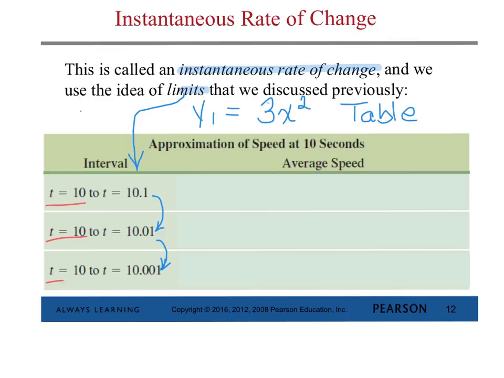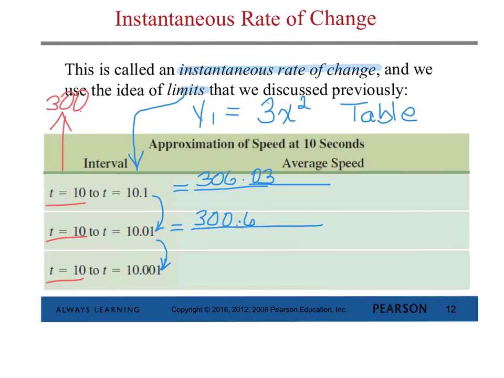So looking at t equals 10 for all of these, we know that value is going to be 300. But for 10.1, 10.01, and 10.001, we're going to get different values. And as a matter of fact, for 10.1, the distance that we traveled is 306.03. And for 10.01, it's 300.6. And for 10.001, it's 300.06.